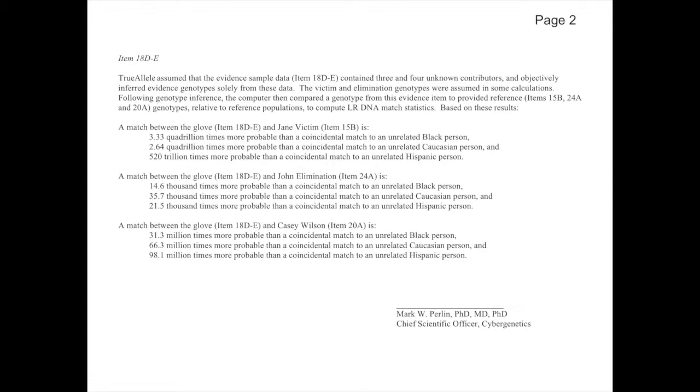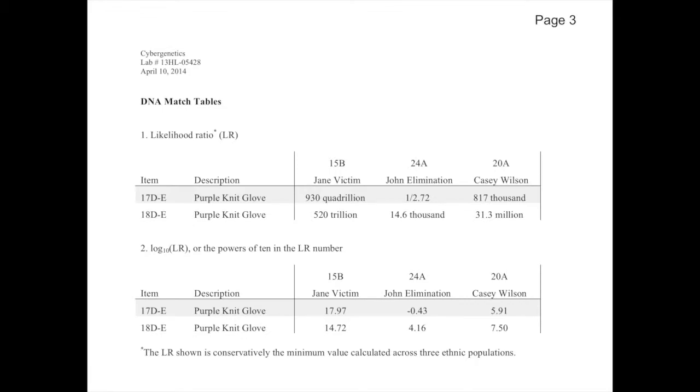We can read from the bottom that a match between the glove and Casey Wilson is around 3 million times more probable than a coincidence. So that's what's in the report and why it's there. You've already seen these tables where we list evidence items in the rows and the columns have reference samples, with the numbers written out as well as expressed in logarithmic terms as the number of zeros after the 1, or the orders of magnitude.